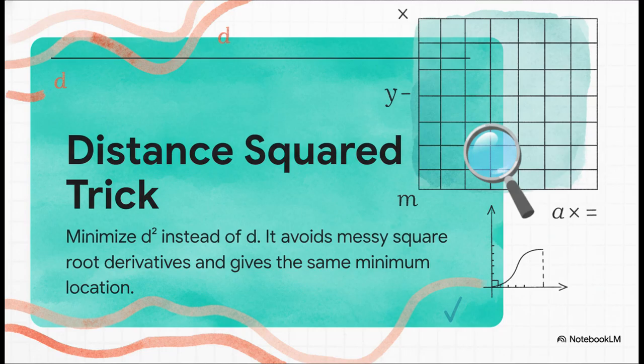Instead of minimizing the distance, d, we can just minimize the square of the distance, d². Think about it for a second. If a distance d is as small as it can possibly get, then d² is also going to be at its minimum, because distance is always positive. This one simple trick lets us ditch that nasty square root, which makes the derivative a breeze, and it gives us the exact same final answer. It's a total game changer.